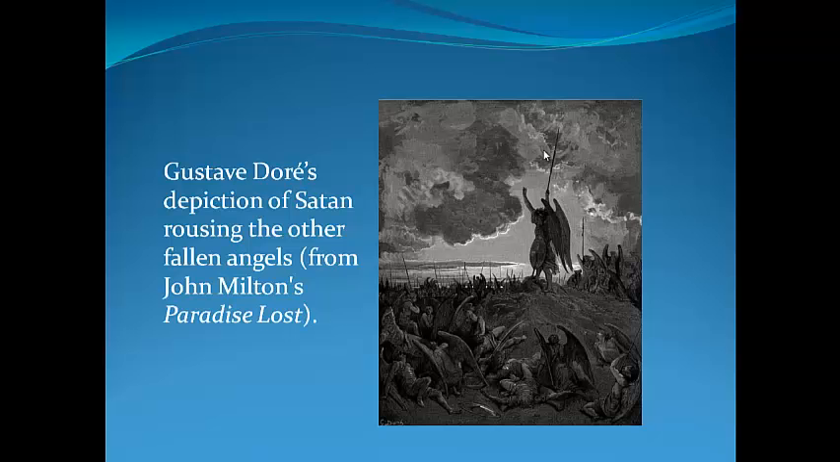Now we are seeing Gustave Doré's depiction of Saturn rousing the other fallen angels from John Milton's Paradise Lost. This scene pictures the atmosphere of hell and also the psychological setup of the fallen evil angels, with Saturn standing in between as a leader and, through his words, arousing the psychological depression of the other fallen evil angels. And this is the best proof of Saturn's heroic character even in the collapsed stage.